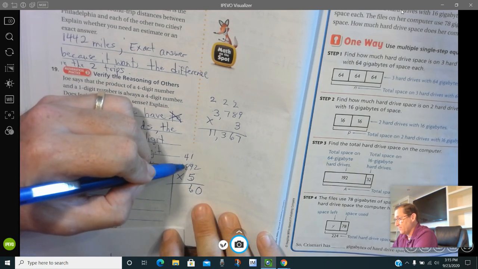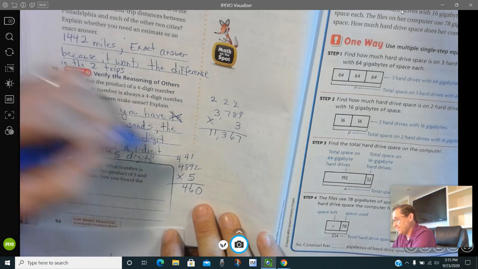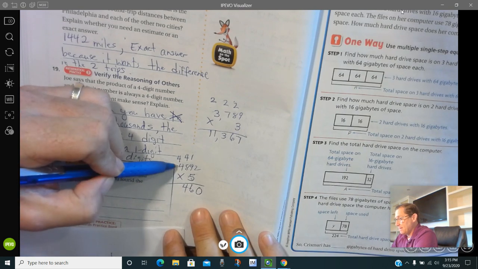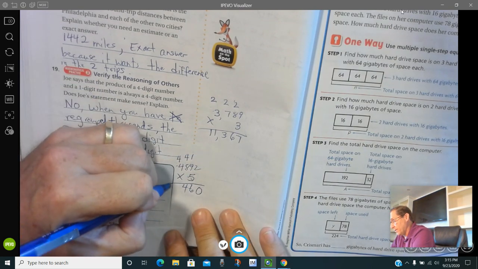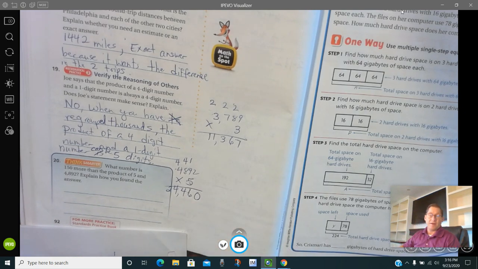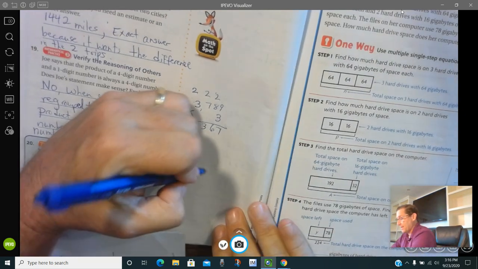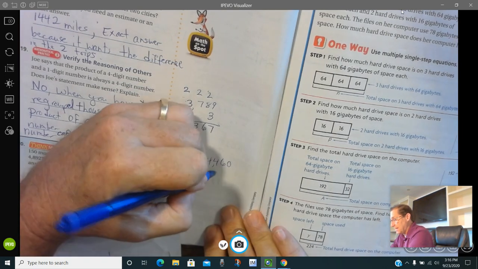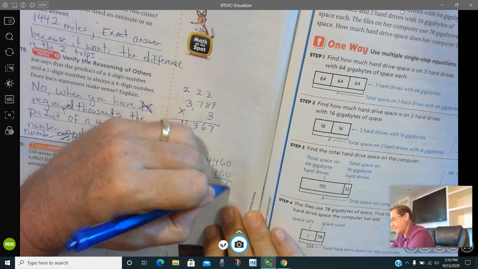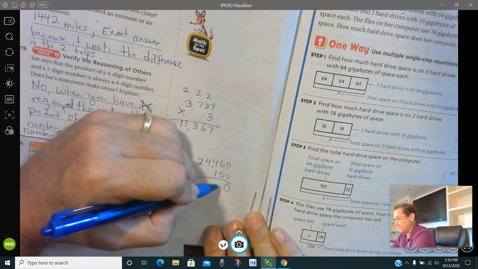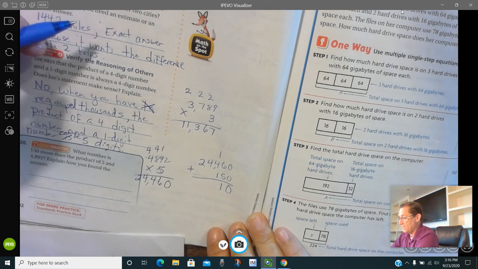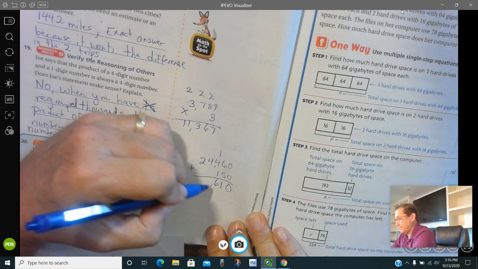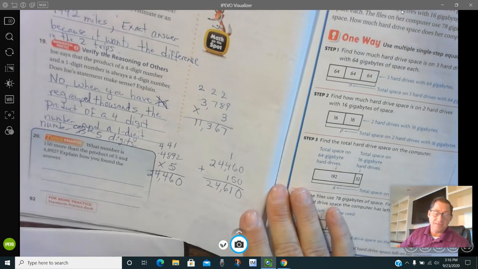5 sets of 800 is 40, plus 4 more is 44 hundreds. I'm going to rename 40 of those hundreds as 4,000. 5 times 4,000 is 20, plus 4 more is 24,000. All right, so that's my product, 24,460. The question says, what number is 150 more? So 0 plus 0 is 0. 6 plus 5 is 11 tens. I'm going to rename that as 100 and 10. 400 plus 100 plus 100 is 600. So 24,610.